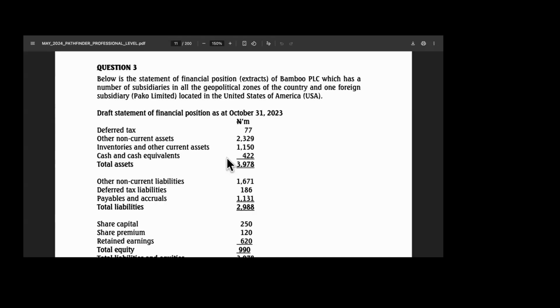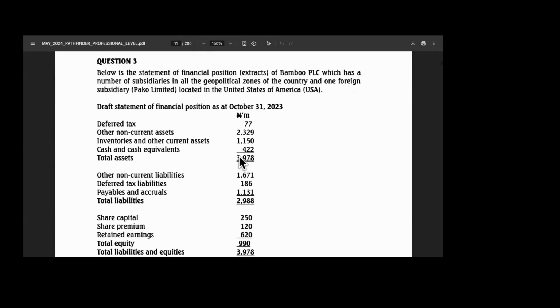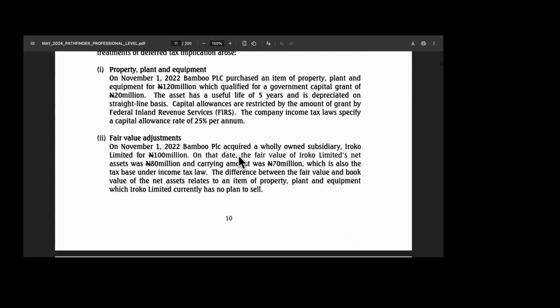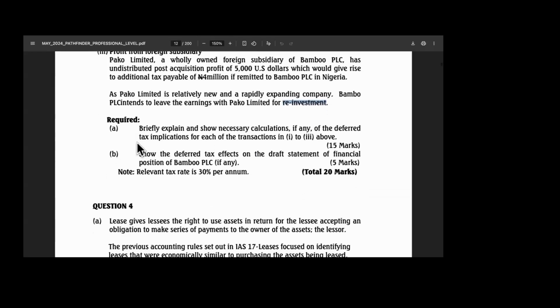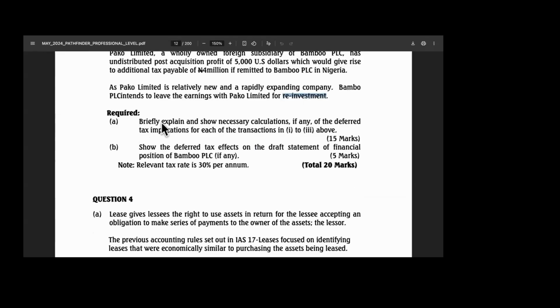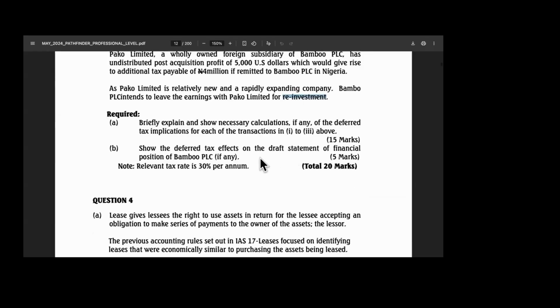Can you see my new screen, please? Yes, sir. Okay. So in November 2024, ICAN asked this question, and they said that if you look at the requirements, briefly explain and show necessary calculations, if any, of any deferred tax implication of each of the transactions 1 to 3 above, and show the deferred tax effects on the draft statement of financial position.